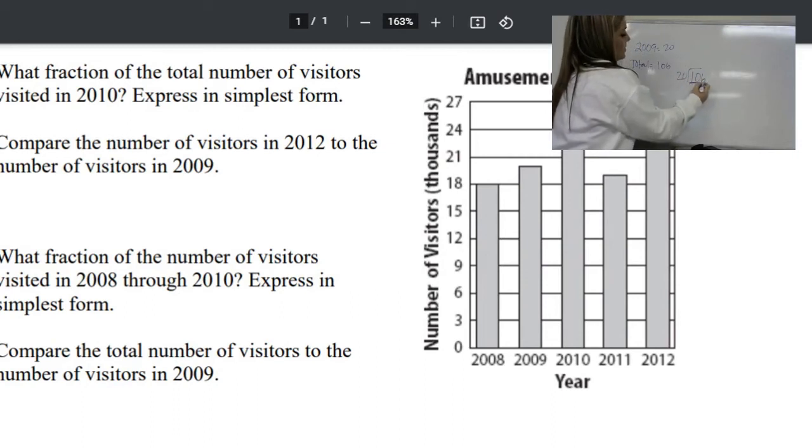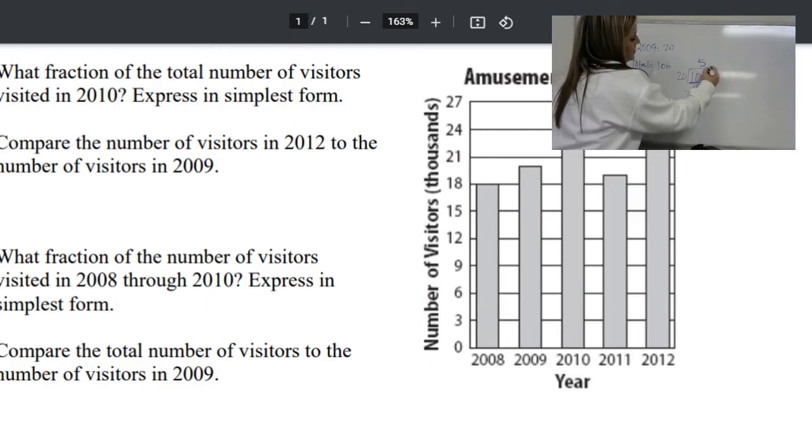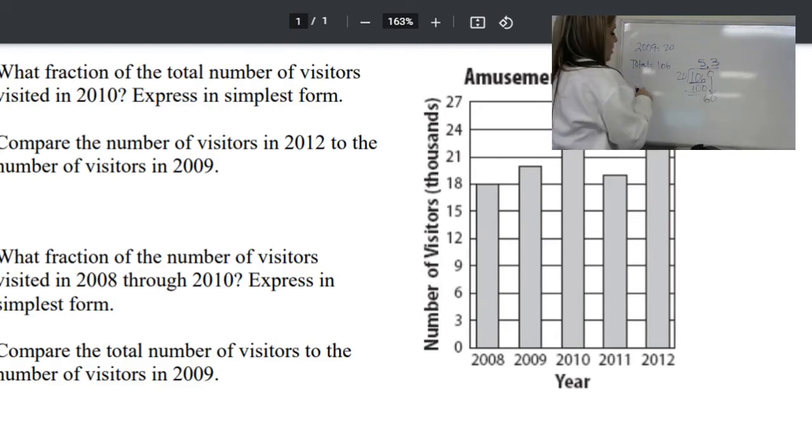20 won't go into 10, but it will go into 106 5 times, and that's going to be 100. Then I'm left with 6. I put a decimal. Okay, 20 will go into 60 3 times. So the total number of visitors is 5.3 times as many as in 2009. Okay, so hopefully you don't have any questions on that.